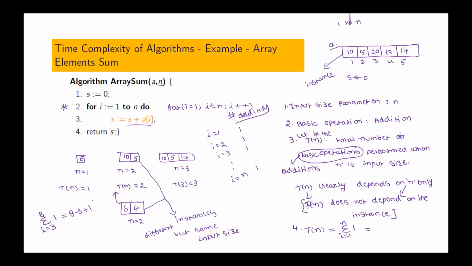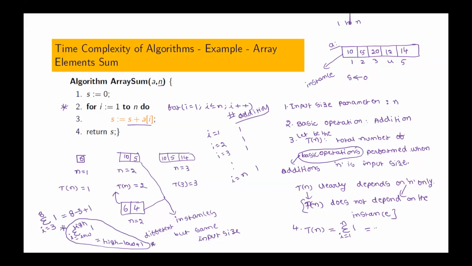In general, sigma I equal to some lower value to high value of 1 means this is the same as high minus low plus 1. If you are counting from 3 to 8, how many values have we counted? 3, 4, 5, 6, 7, 8. Total 6 values. What is that 6? 8 minus 3 plus 1. In general, it is high minus low plus 1. This will be used repeatedly. Please try to understand this. It is simple only.